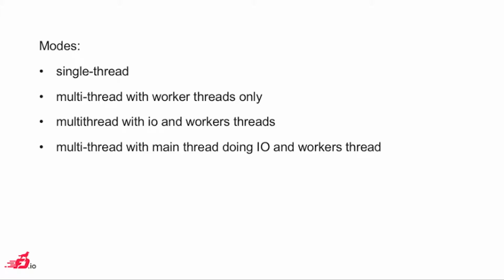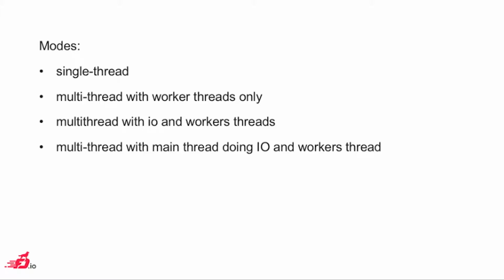So we have the single thread mode, which is what you saw this morning, which is basically just a main thread doing all the work. Then we have multi-thread with worker threads only. This is basically a split where you have the main core doing the control stuff, like CLI handling and updating the data structures and so on.